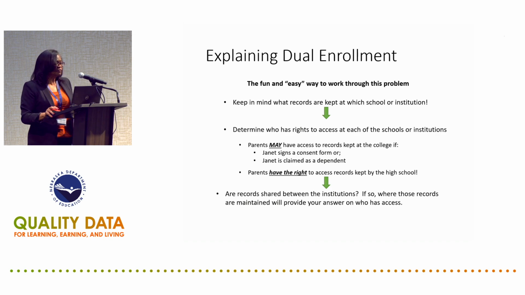Now, are they sharing records? Will the post-secondary institution send information back to the high school? Sometimes they do. And when those records come back to the high school, even though they're post-secondary records, they take on the protection of the high school. So at the high school, parents have the right to inspect and review. Even though the college may not share with the parent, if they send that information back to the high school, parents can inspect and review. Cool.